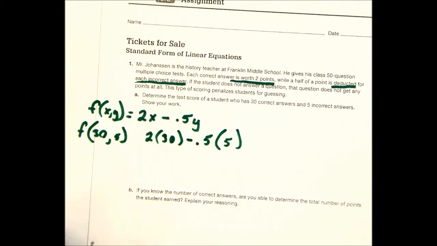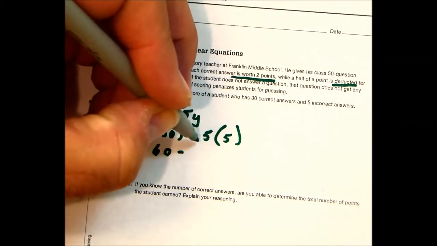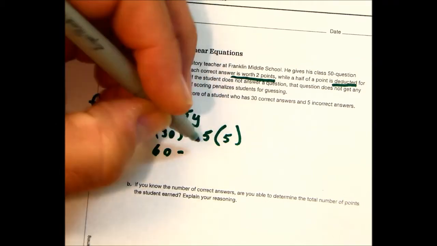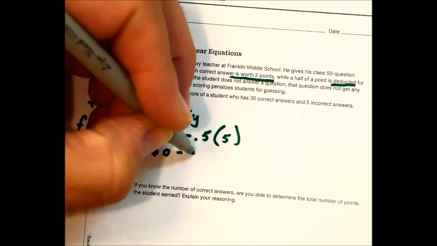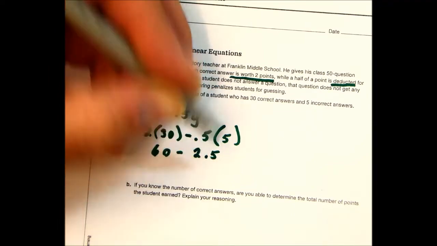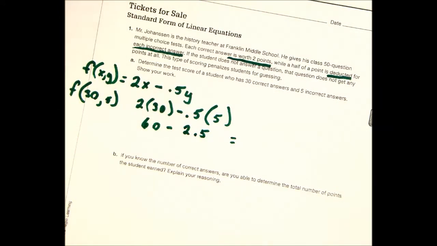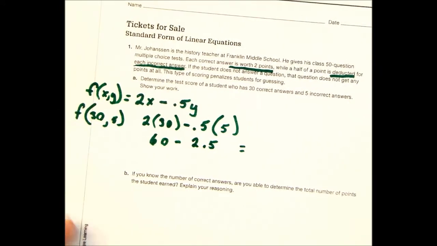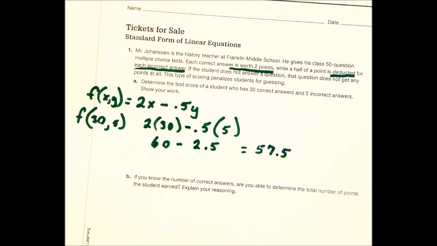And then they said minus 0.5 for every wrong, so we would put 5 in here. Now we go through step by step. 2 times 30 is 60, minus 1/2 of 5, which is 0.5 times 5, or 5 divided by 2, which is 2.5. When I subtract those two, what do I get? Correct, 57.5. That's what I would have scored on the test.